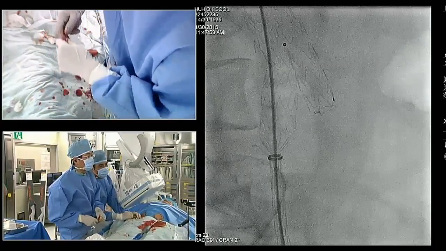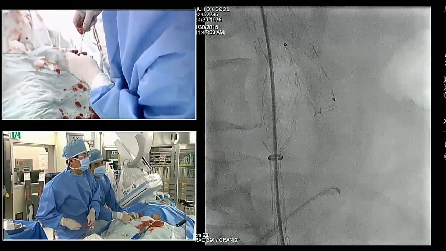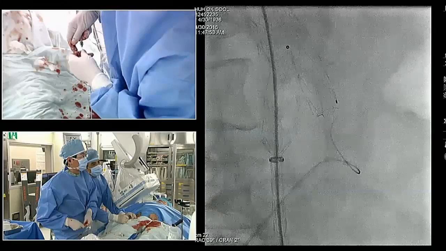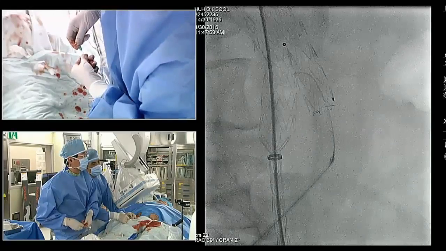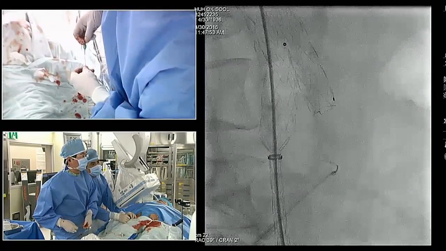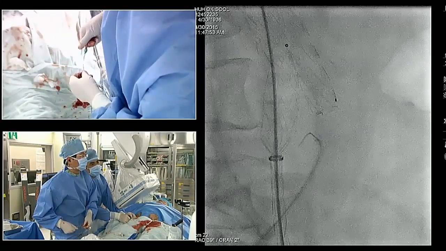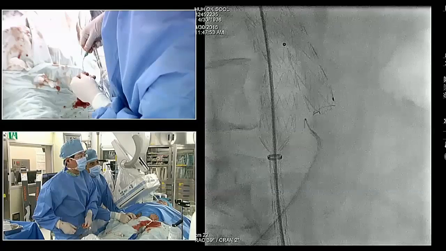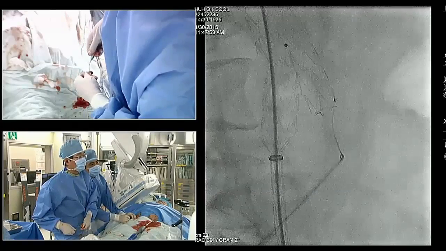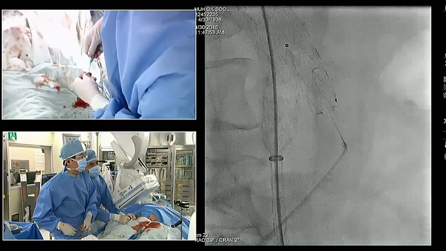Just a moment. Okay, while you're cannulating the contralateral gate, there's another case underway in the next room. Let's switch over to the other room, and then we'll come back to you after you've cannulated.